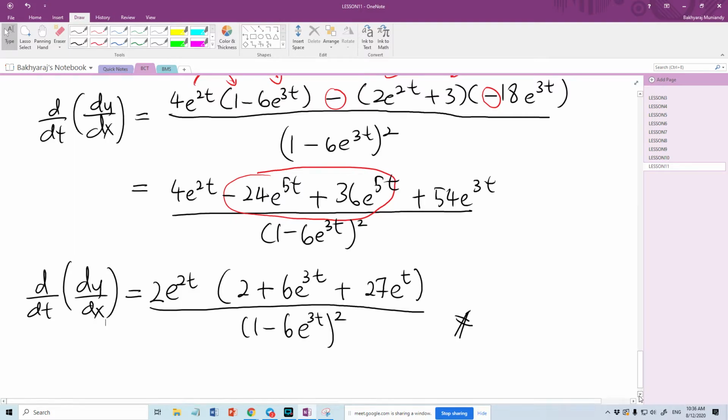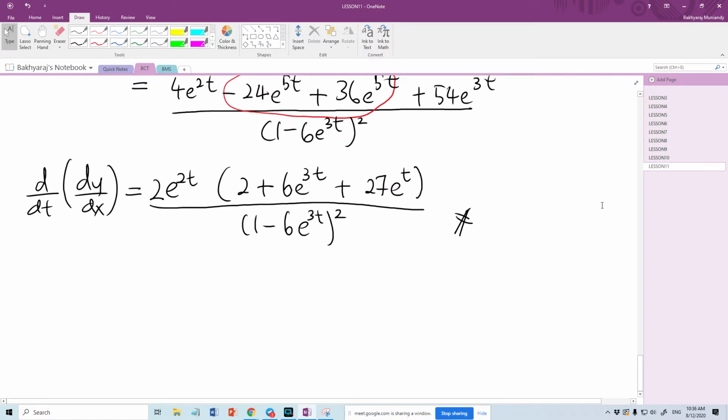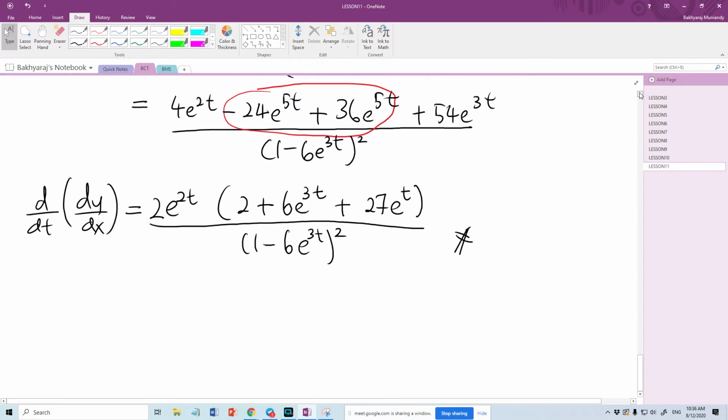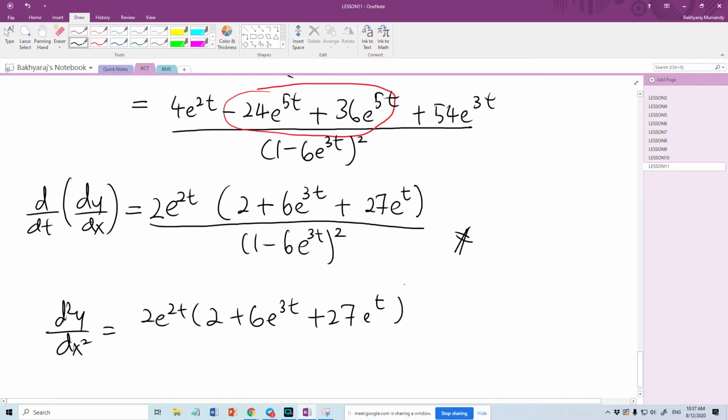Okay, I give you the last answer. Okay, you cuba tengok ni last answer dia. Okay, the last answer is d square y over ds square equal 2 exponent 2t times 2 plus 6 exponent 3t plus 27 exponent t divided by, last answer I think you should get 1 minus 6 exponent 3t power of 3.